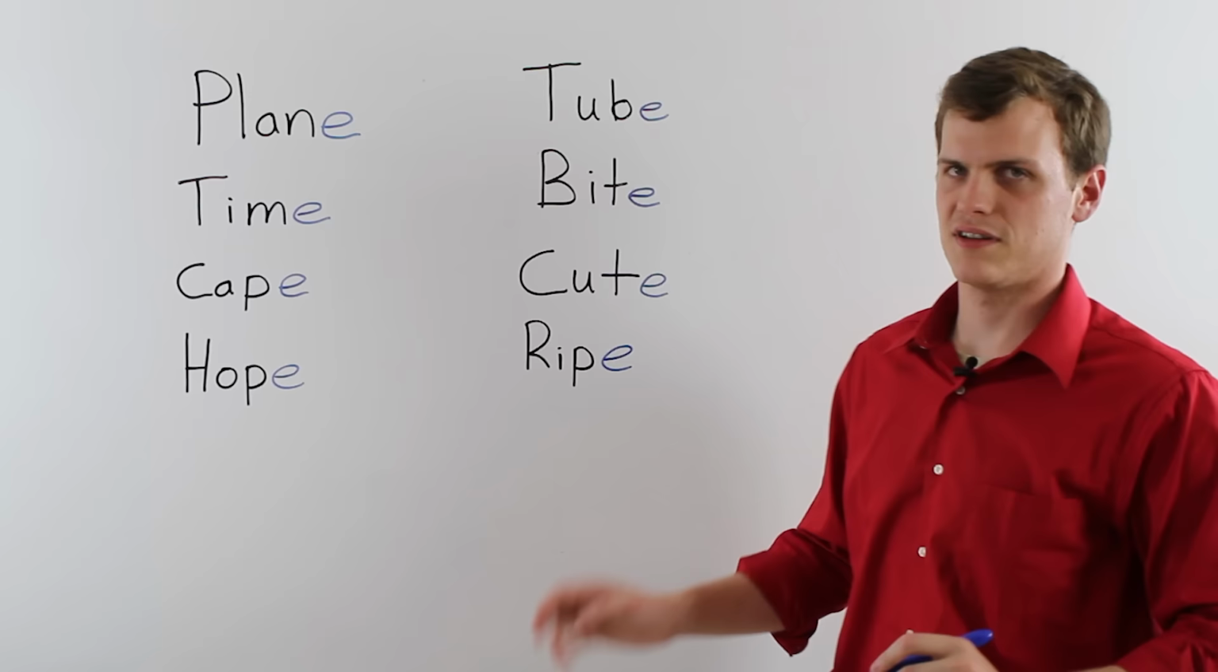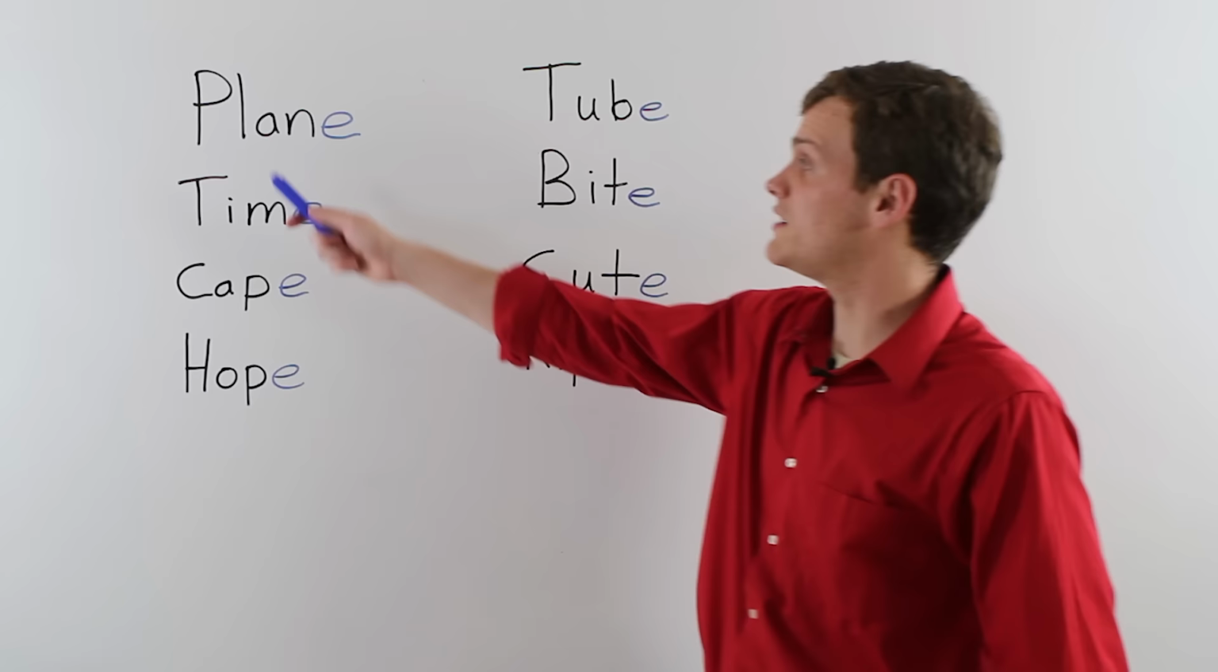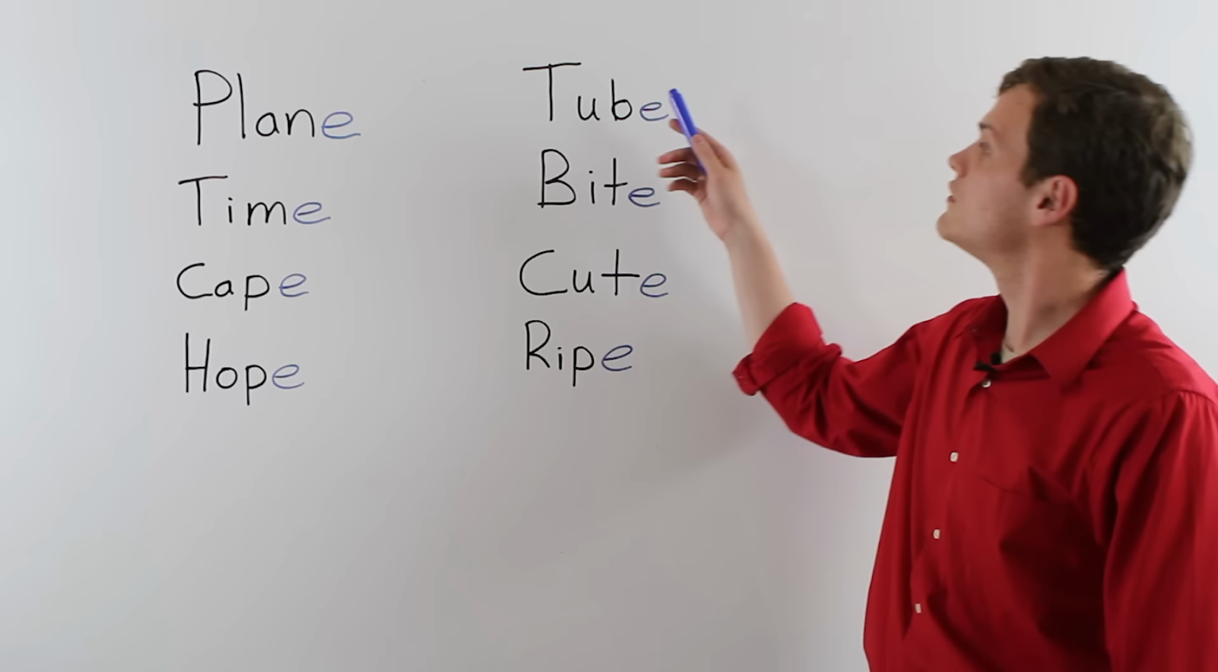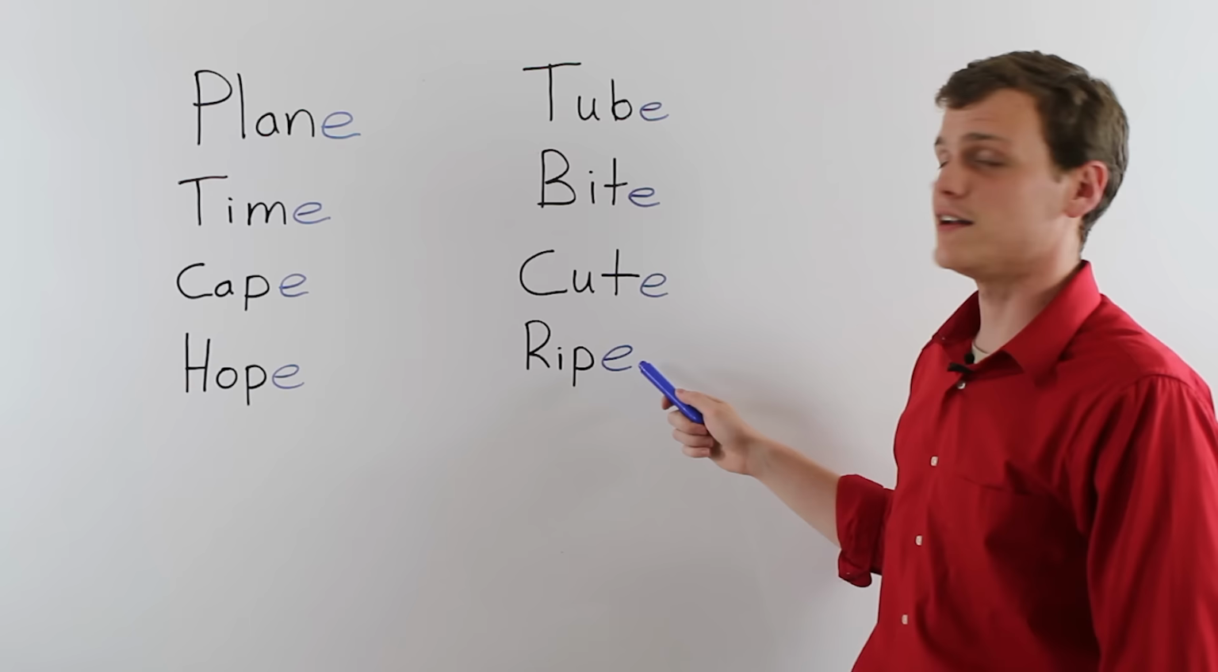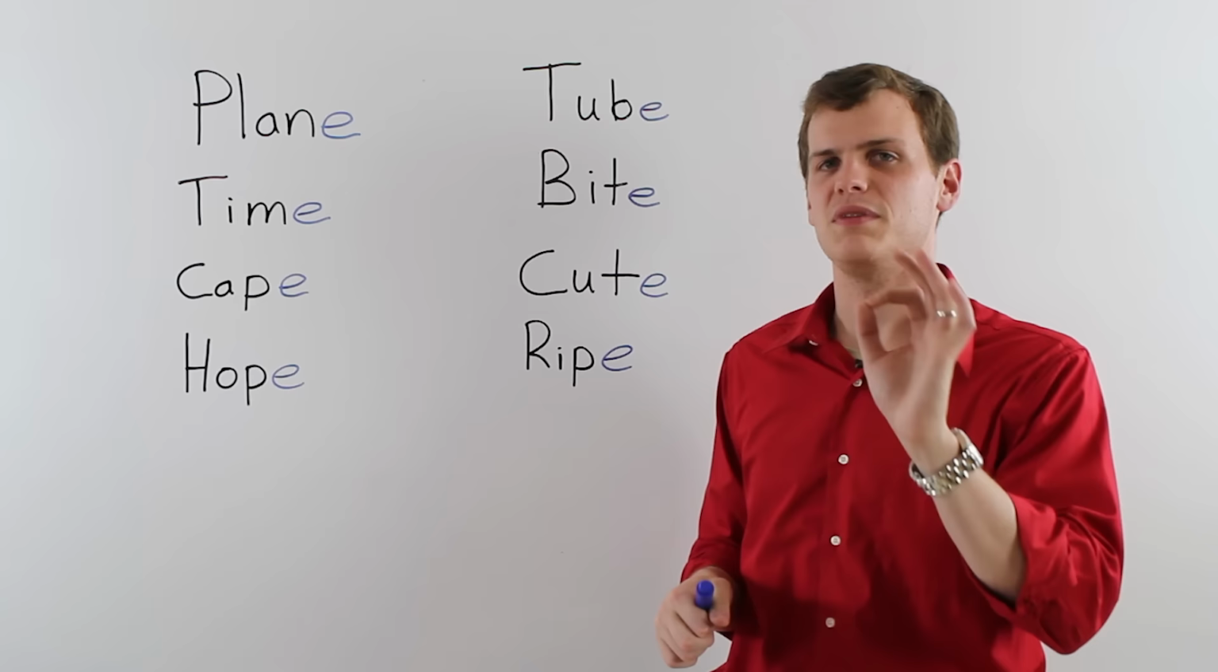So listen to me as I say these. We've got plane, time, cape, hope, tube, bite, cute, and ripe. Never did I say the E because it's silent. It's just there to make a long vowel.